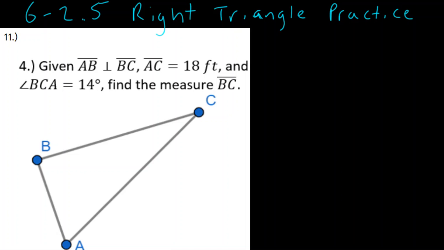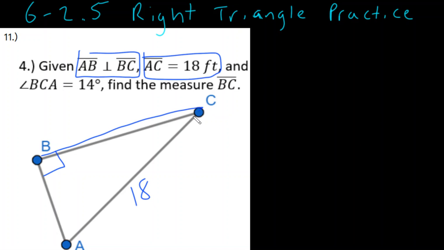All right, and welcome to 6-2.5, right triangle practice. Now, in this very first example, it says given AB is perpendicular to BC. That's what we've been missing in a lot of these. And AC is 18 feet, so I see AC is 18. And angle BCA, so notice that the vertex here is C, so BCA is going to be 14 degrees. Find the measure of BC.